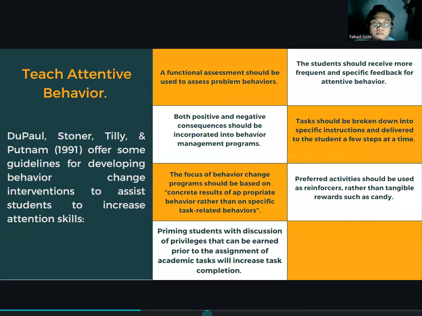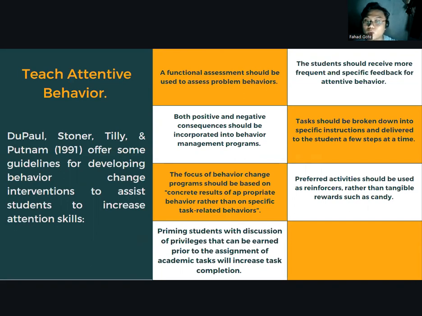So here, Stoner, Kelly, and Goodman, 1991, offered some guidance for developing behavior change interventions to assist students to increase attention skills. First, the functional assessment should be used to assess the problem behavior. The student should receive more frequent and specific feedback for attempted behavior. Both positive and negative consequences should be incorporated into the behavior management program.